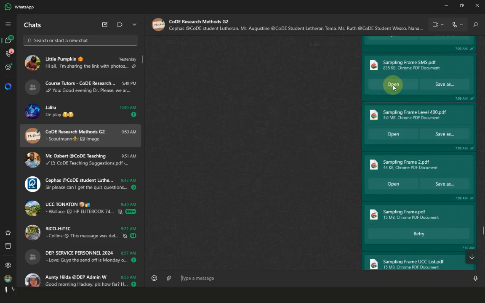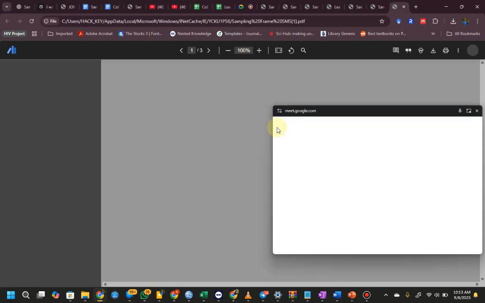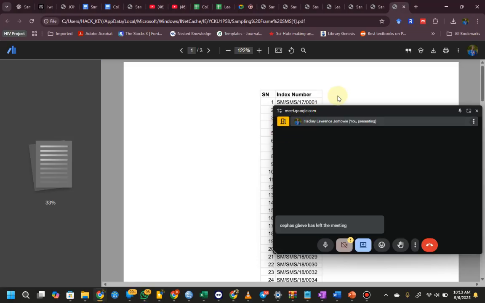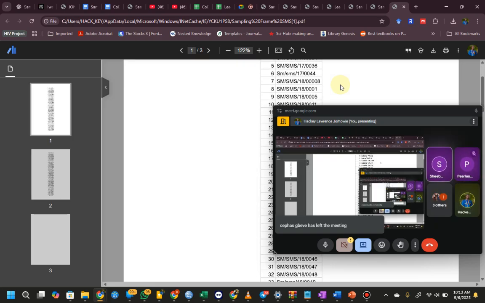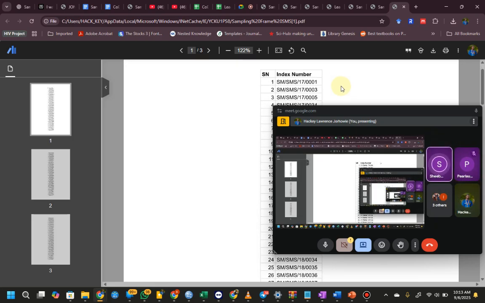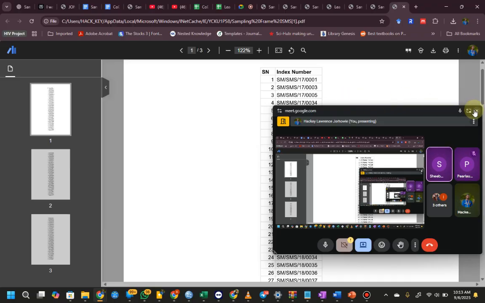Okay. Yes, so if you open the sampling frame for SMS, you have the list. Yes, I have the 400 sample. Okay, the SMS is here. Okay, good, I've seen it.